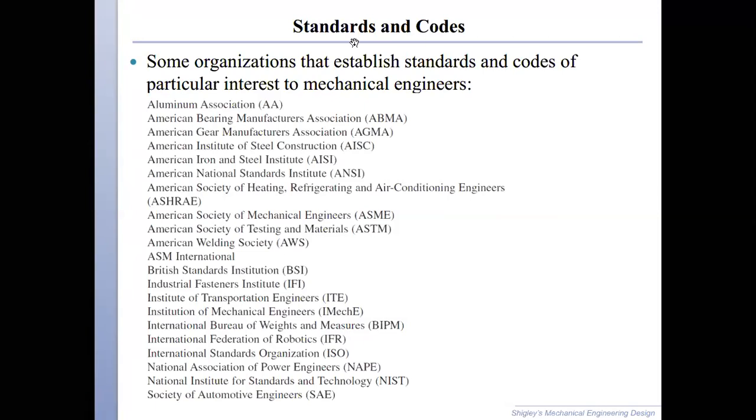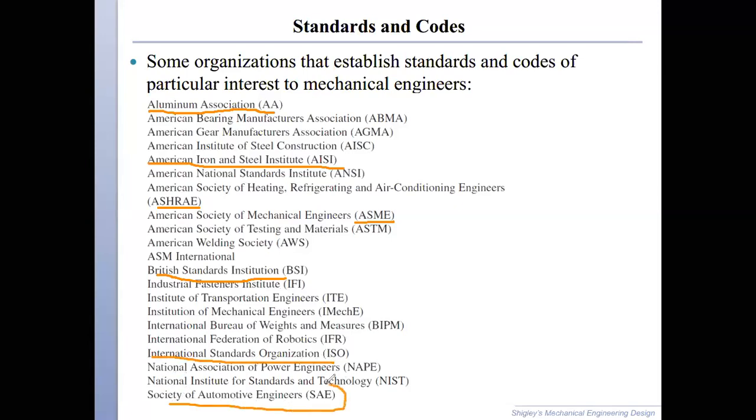For example, we say the Aluminum Association, which is AA. You have the American Iron and Steel Institute. You have British Standard Institute. There is ASHRAE. We have a local chapter of ASHRAE. You have ASME, which is American Society of Mechanical Engineers, American Welding Society, International Standard Organization, and Society of Automotive Engineers, which is SAE.